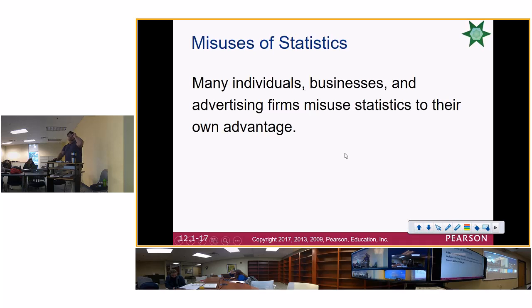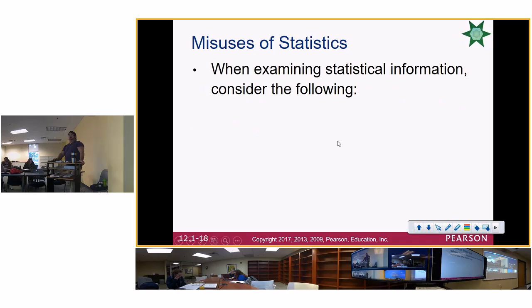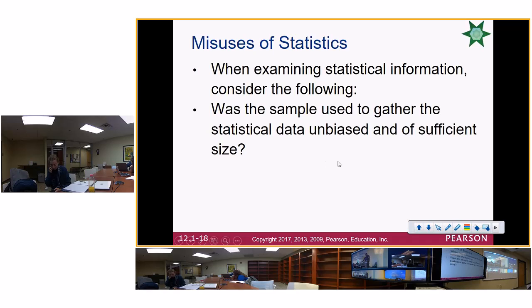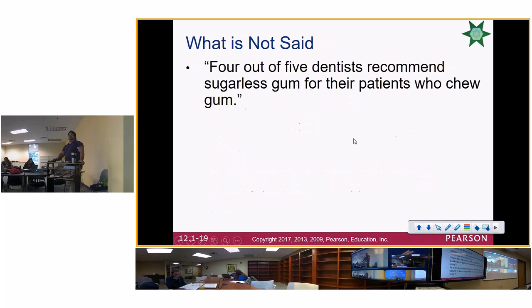Misuses of statistics. This is where you get into people using a platform or a statistical report to try to get their point across. Okay? And I'm just going to get right to it. 4 out of 5 dentists recommend sugarless gum for their patients who chew gum. What's wrong with this? There could be 100 dentists. You see what I'm saying?